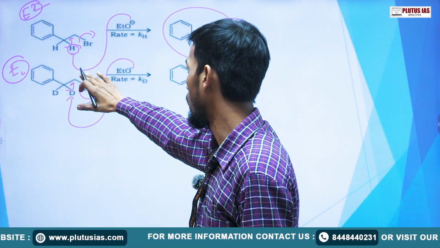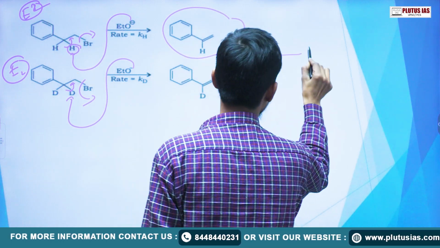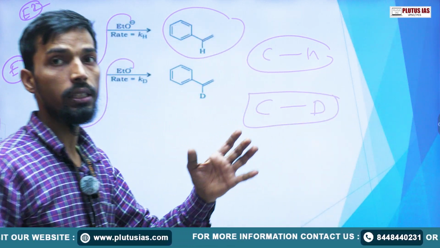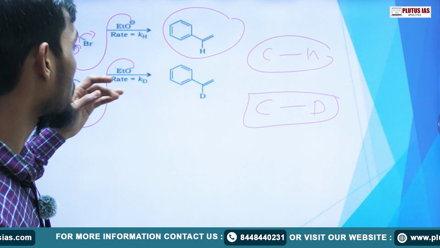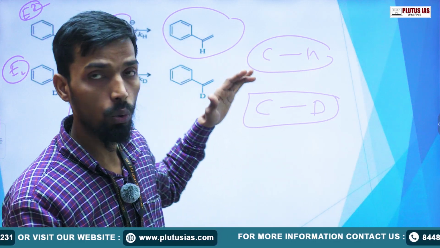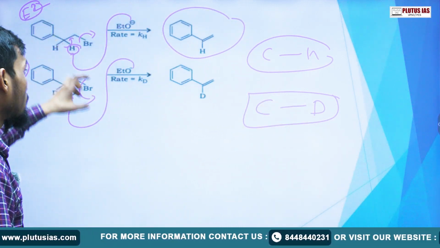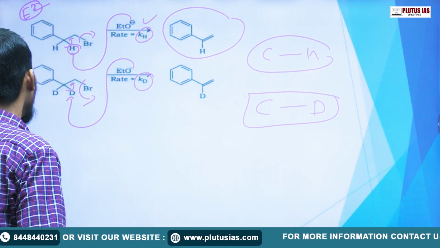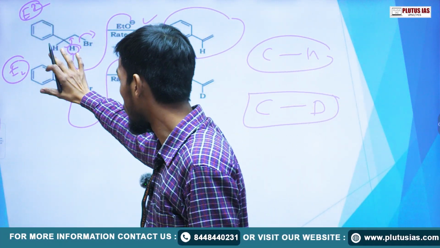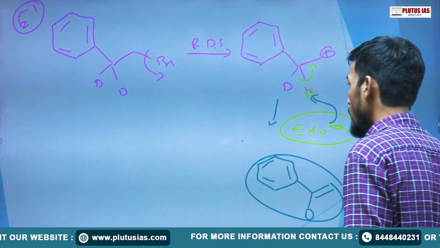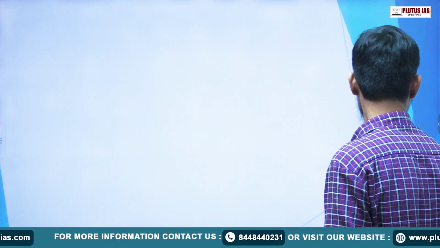So what is going to happen here? This CH bond is weaker compared to the CD bond. We have already seen in hyperconjugation that CH is more effective compared to CD, since the strength of the CD bond is quite more than the CH bond. That's why the CH bond breaks quite easily compared to the CD bond, and that's why the rate of this will be higher. So we can say that this CH bond takes part in the rate determining step, and that's why this reaction follows the E2 mechanism.